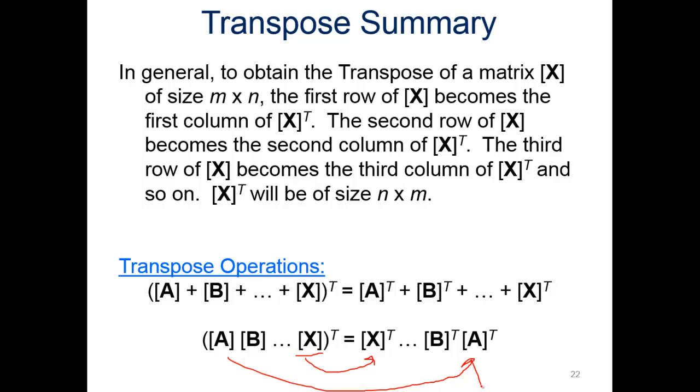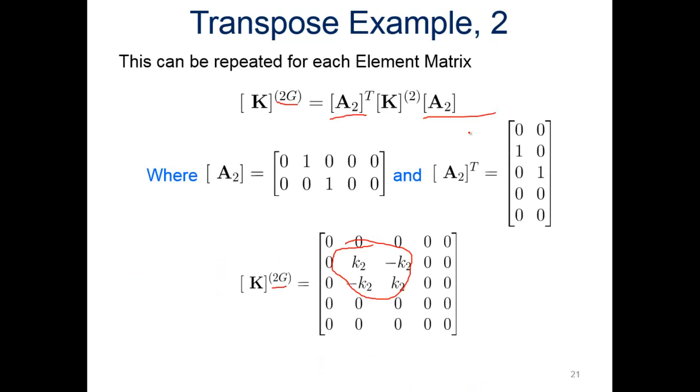All right. So again, just to show you that transpose action. We have the first row here becomes the first column here, and the second row here becomes the second column here in the transpose matrix. That's what that was talking about.